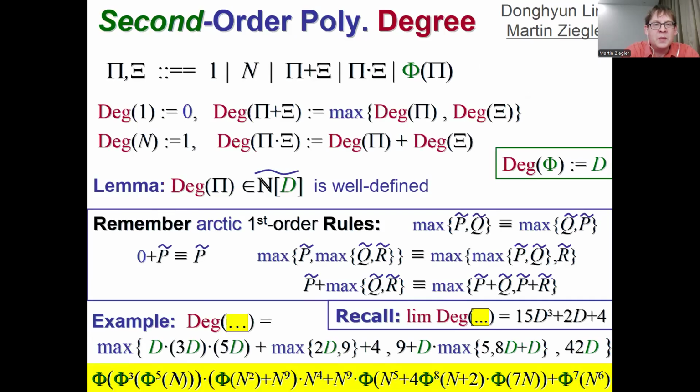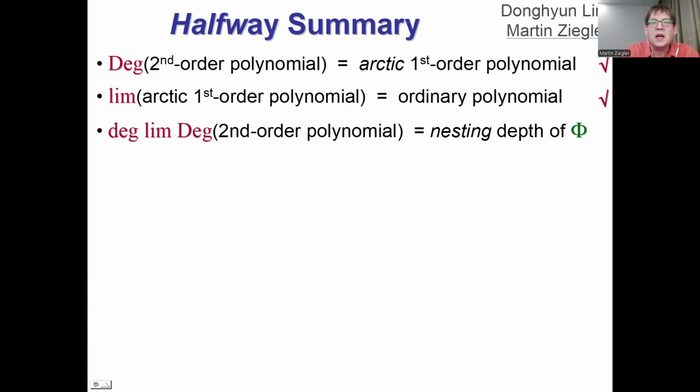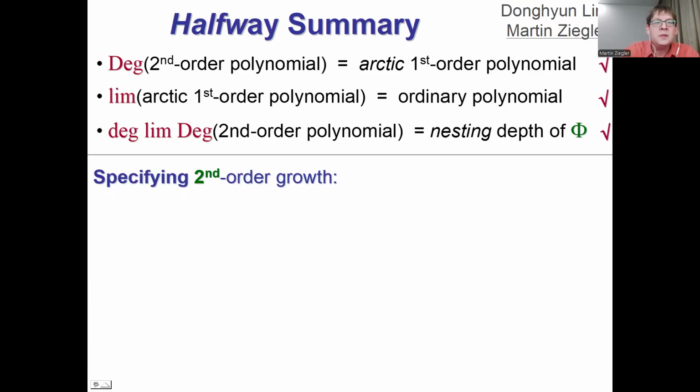In the previous example, on the bottom you see here, phi is nested threefold. This is not nesting. Here it is nested only twofold. So the nesting depth here is 3 in this example, and this is not by chance. This is the degree of the asymptotic ordinary polynomial, which asymptotically coincides with the arctic first order polynomial, which is the degree of this given second order polynomial. Why do we do all this?